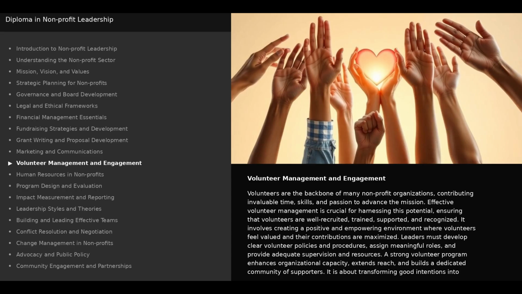Leaders must develop clear volunteer policies and procedures, assign meaningful roles, and provide adequate supervision and resources. A strong volunteer program enhances organizational capacity, extends reach, and builds a dedicated community of supporters. It is about transforming good intentions into tangible impact.